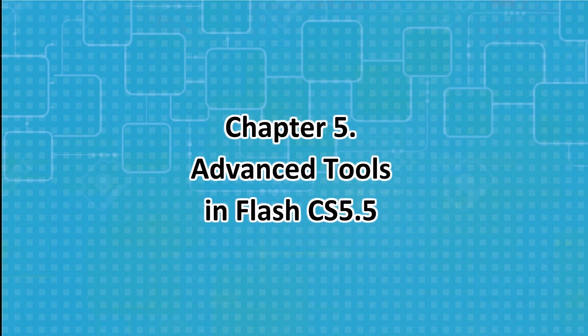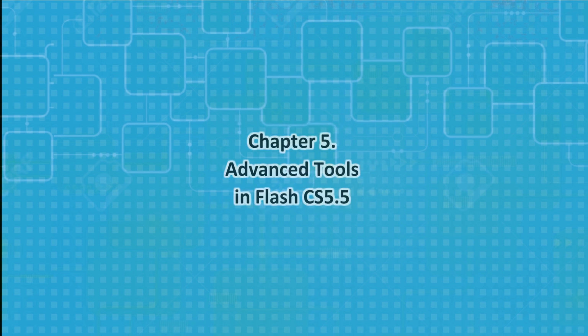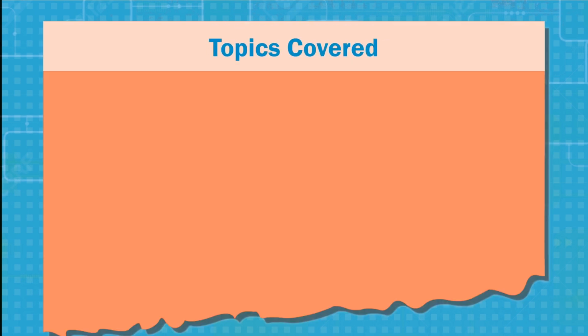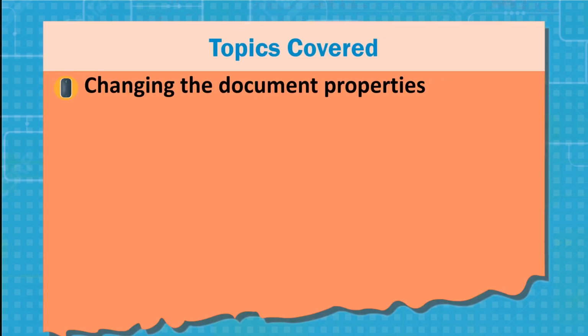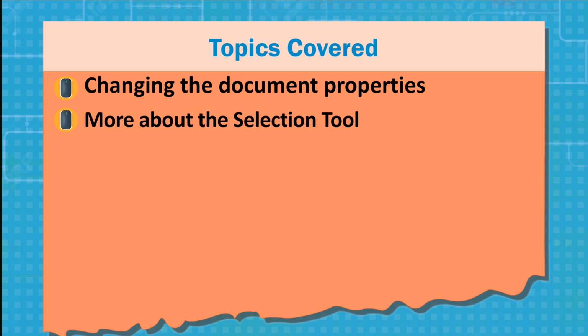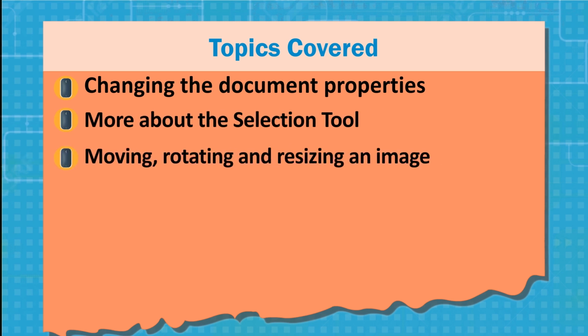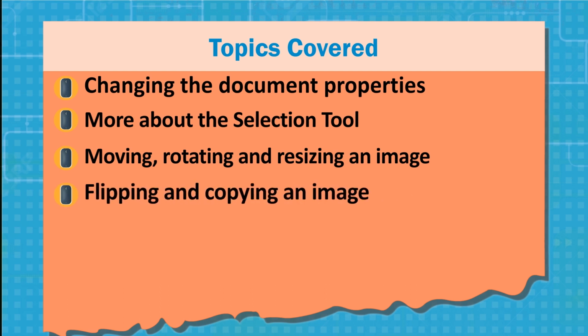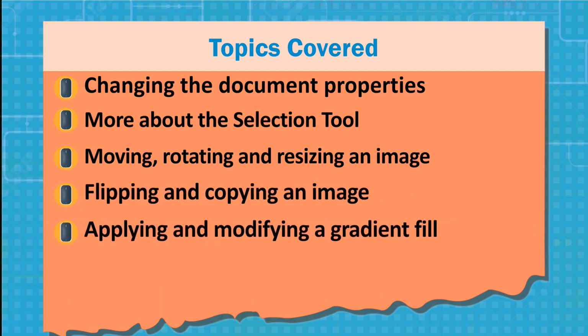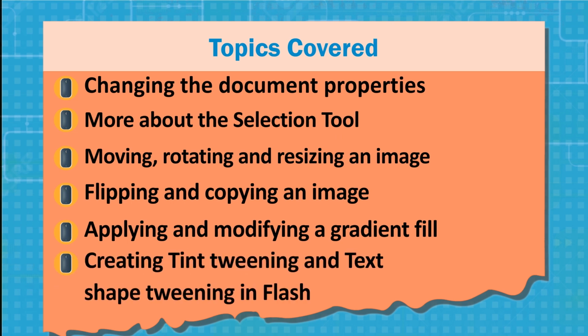Chapter 5. Advanced Tools in Flash CS 5.5. Topics covered: changing the document properties, more about the selection tool, moving, rotating and resizing an image, flipping and copying an image, applying and modifying a gradient fill, creating tint tweening and text shape tweening in Flash.